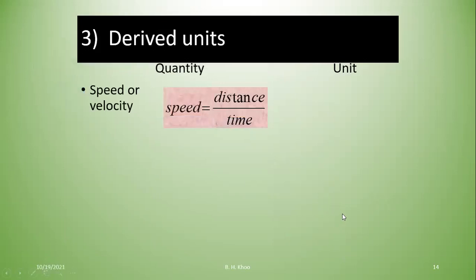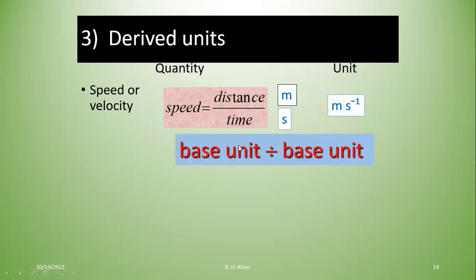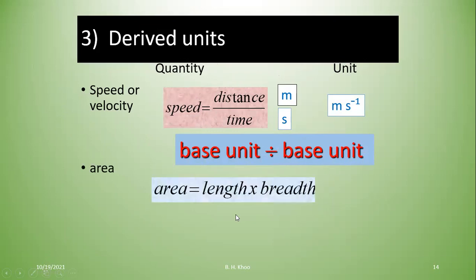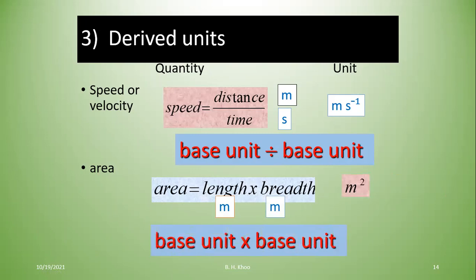Example of a derived unit is speed, distance divided by time, or it can be velocity. The unit is the same, we are not worried about whether it's a vector or scalar. Distance measured in meter, time in second, so meter per second. Right? In this case, base unit divided by base unit. Distance is length. Area is length times breadth. Length is measured in meter, breadth is measured in meter, so the unit is meter squared. Base unit times base unit.